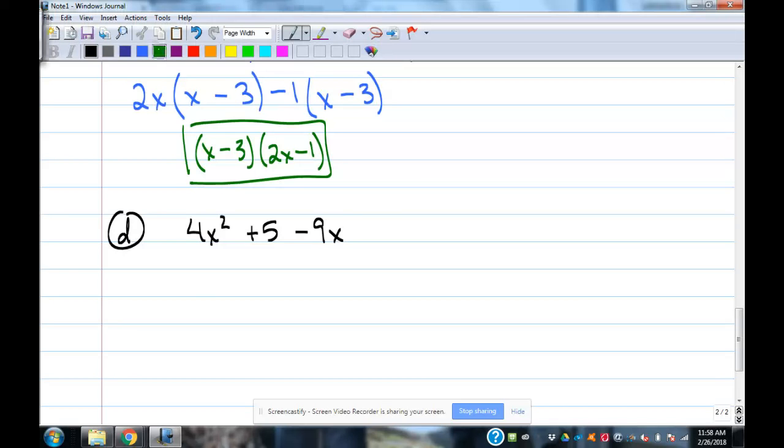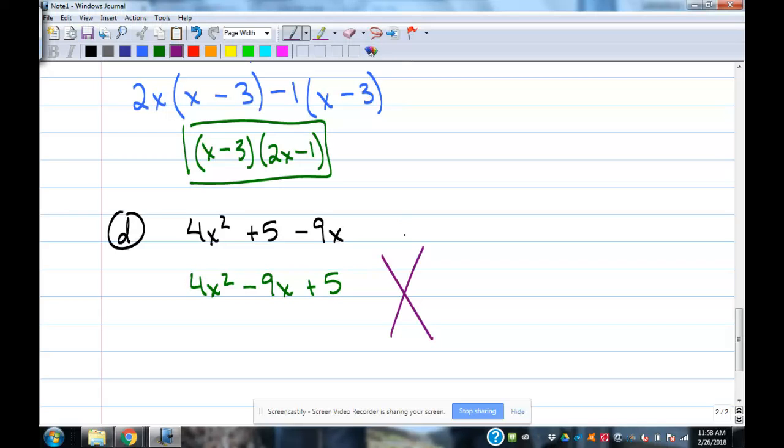Got to rearrange it so it's 4x squared minus 9x plus 5. And then we look for a GCF, which there's not one. And we have 3 terms, so we know we're using, as Mike said, the X method. What goes in the top of this X?